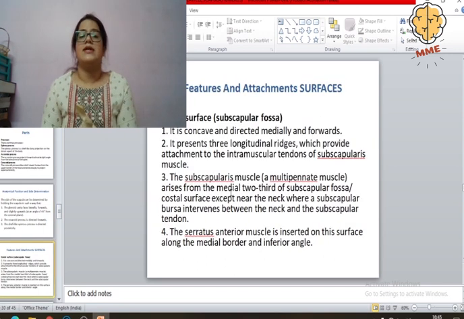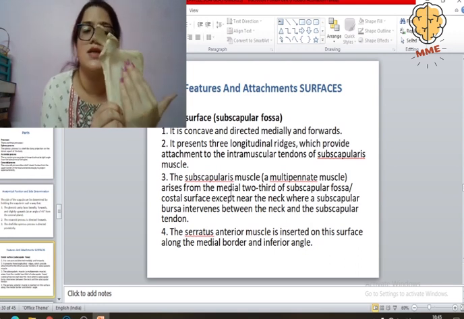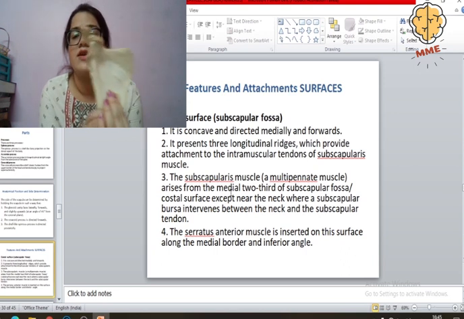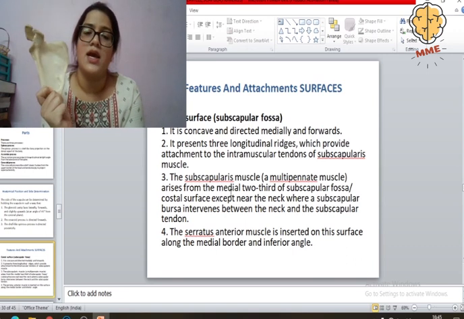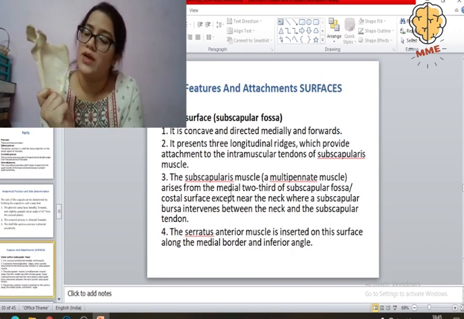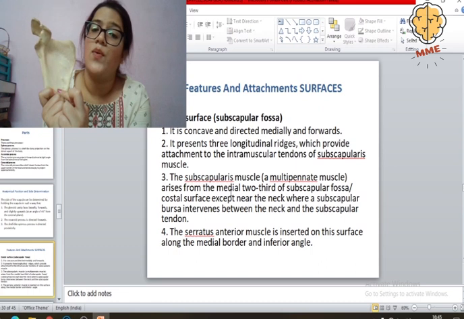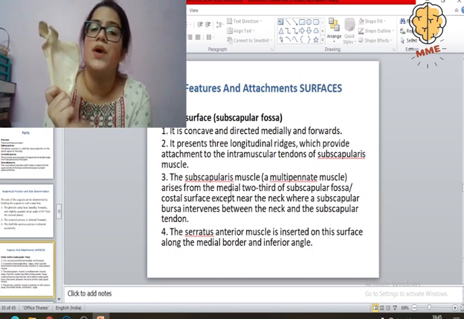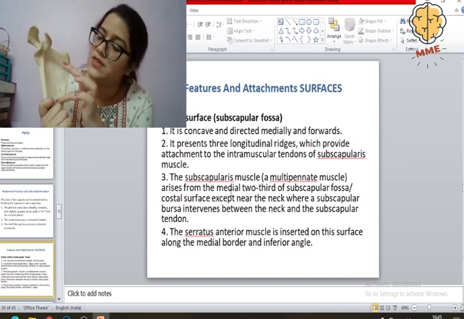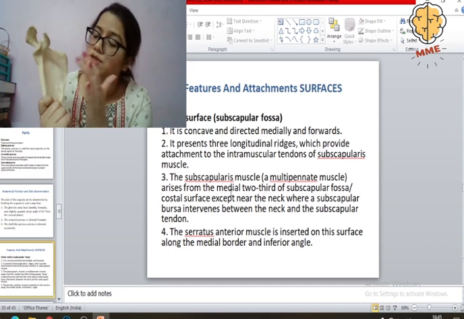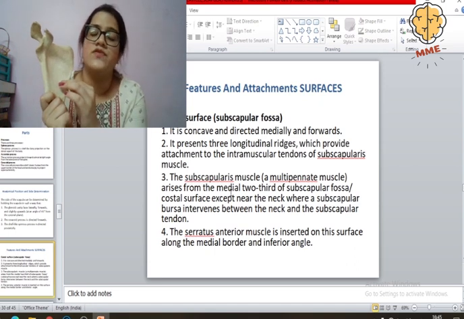Now features and attachments. The costal surface, or the subscapular fossa, is concave and directed medially forwards. I have a left scapula, remember that. It presents three longitudinal ridges, we can see 1, 2, 3. Ridges must be for some purpose: to attach the intramuscular tendons of the subscapularis muscle. The subscapularis occupies the medial 2/3 of this costal surface, and these ridges are formed by its intramuscular tendons.